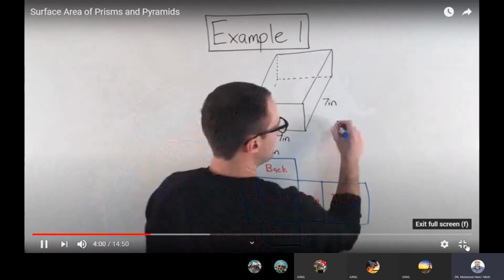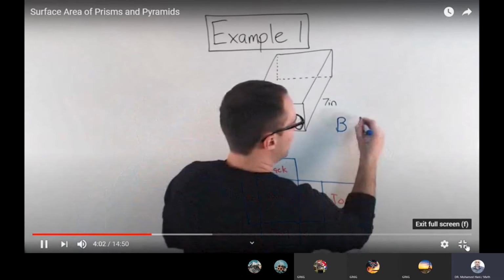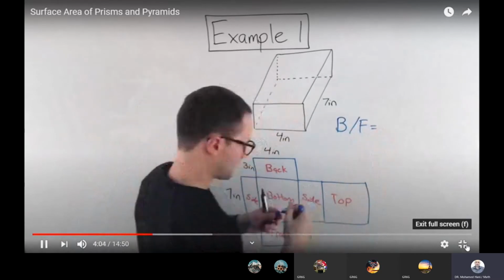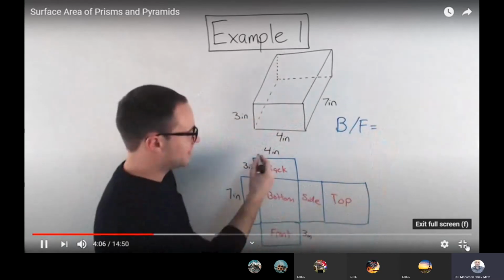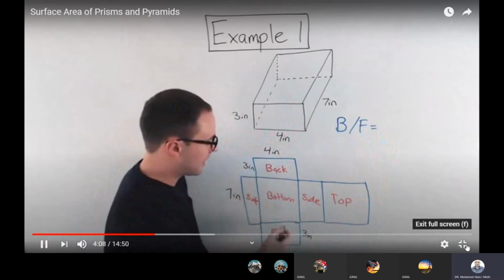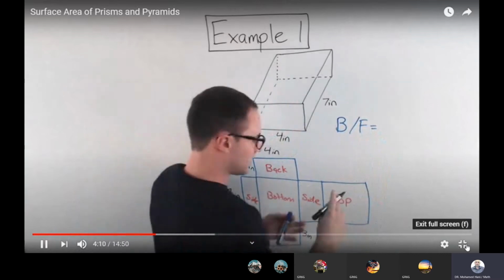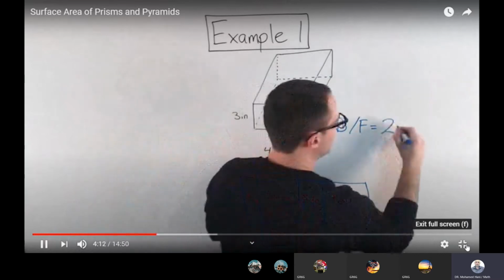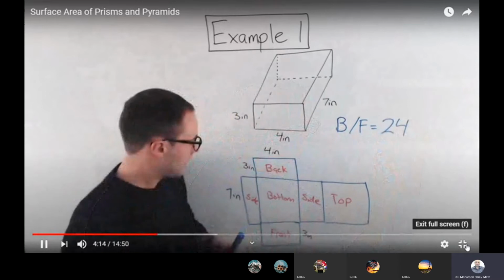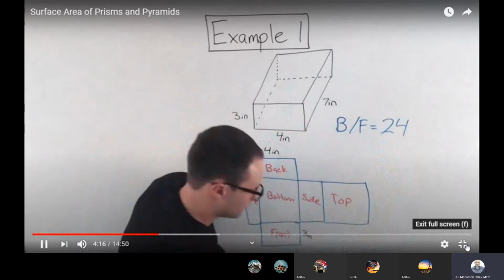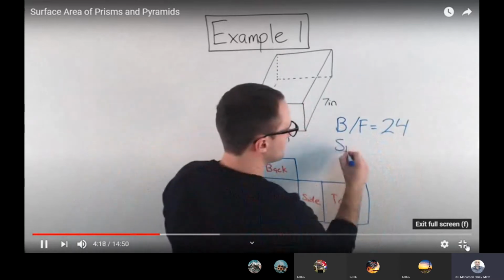So I'll just say back and front. Well, 3 times 4 is 12, but I've got 2 of them, the back and the front, so that's going to give me 24. Let's do the 2 sides.